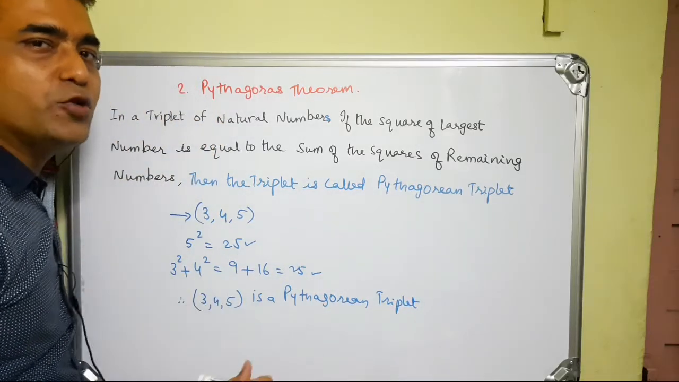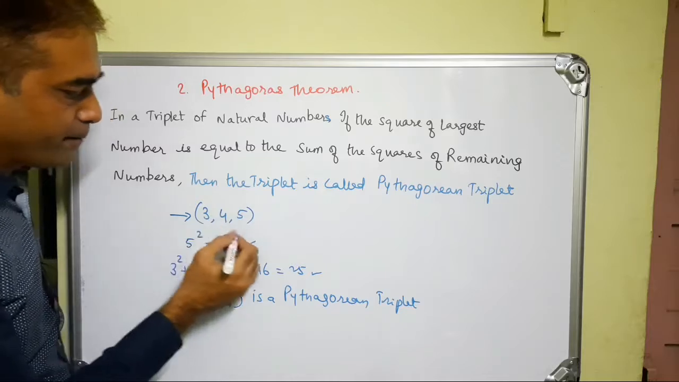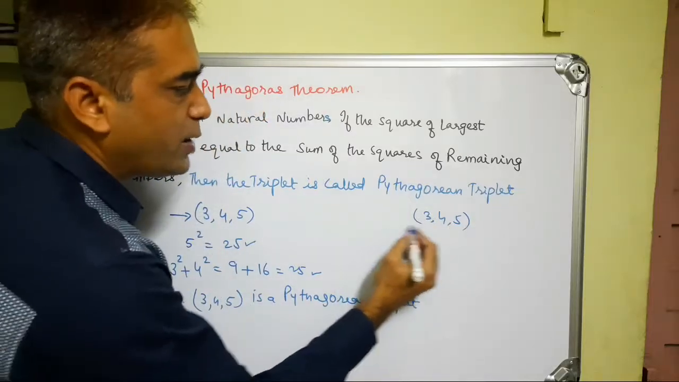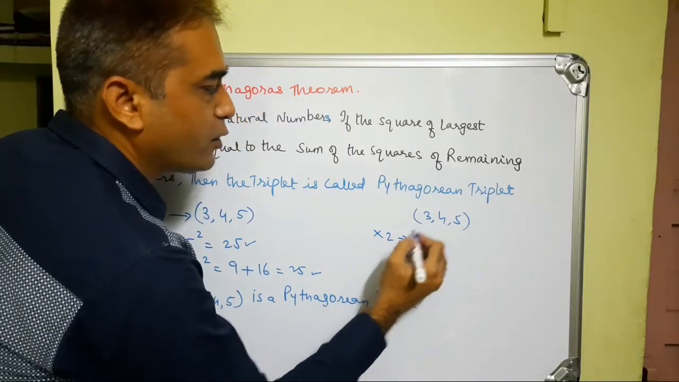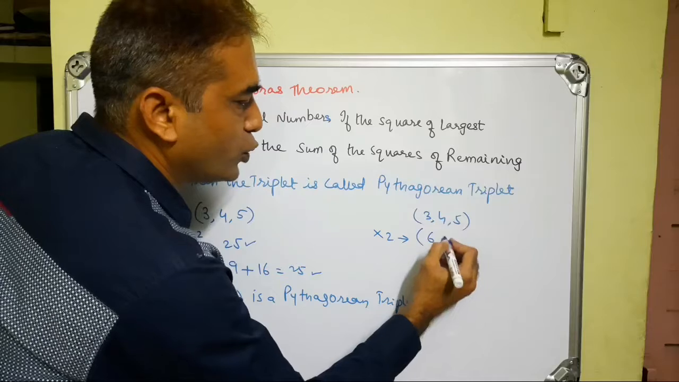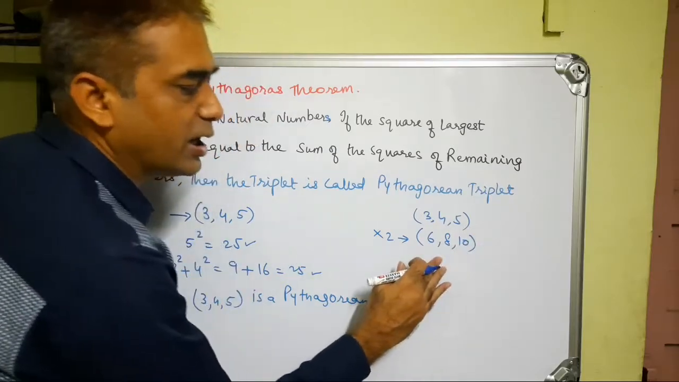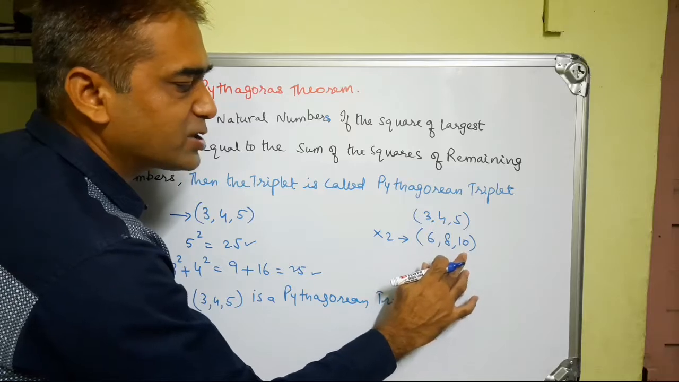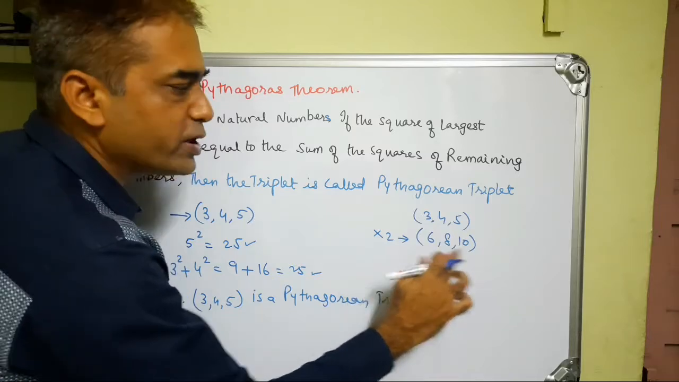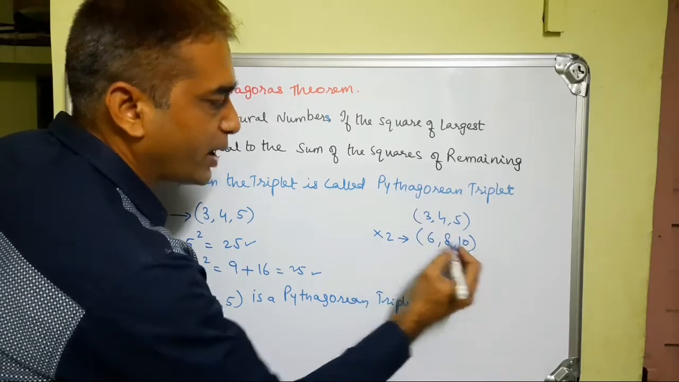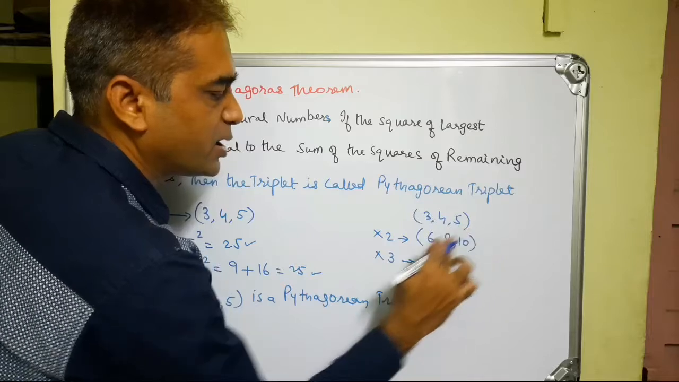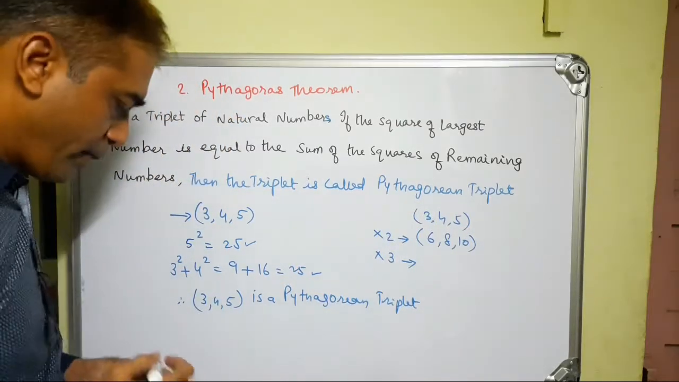Now we can find innumerable triplets by multiplying these three numbers 3, 4, 5 by different numbers. If we multiply these three numbers by 2, then we'll get another Pythagorean triplet: 2 into 3 is 6, 2 into 4 is 8 and 2 into 5 is 10. So this is another Pythagorean triplet. Again 10 square is 100, and 6 square is 36, 8 square is 64, 36 plus 64 is 100. Another Pythagorean triplet you can find by multiplying these three numbers by 3. In this way you can get many Pythagorean triplets.